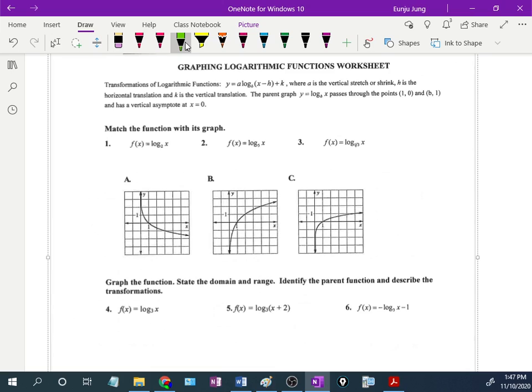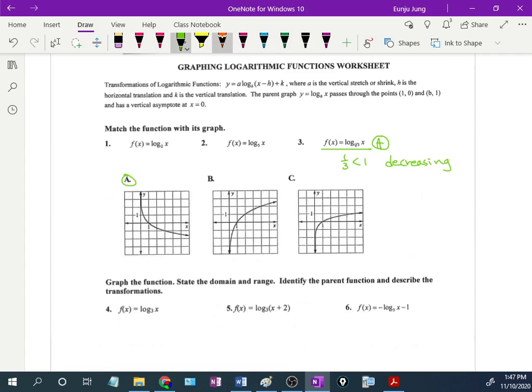Now let's look at graph A, B, C. Graph A from left to right is decreasing. B, increasing from left to right. C, from left to right is increasing. Which one looks different out of 3? A. A is going with number 3, okay? Because base is less than 1, the graph is decreasing, okay?